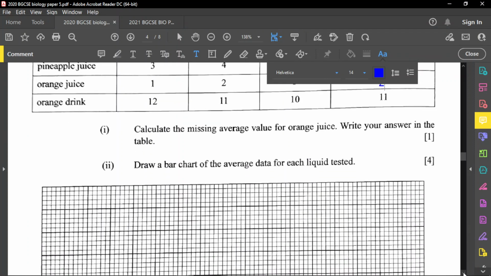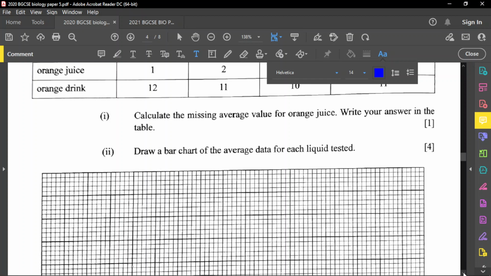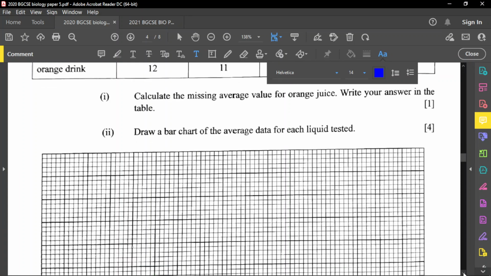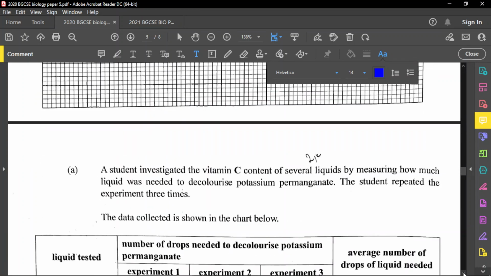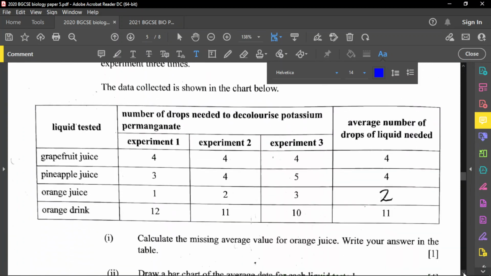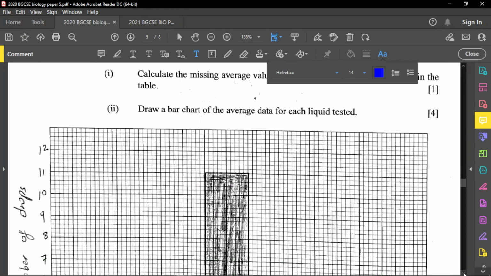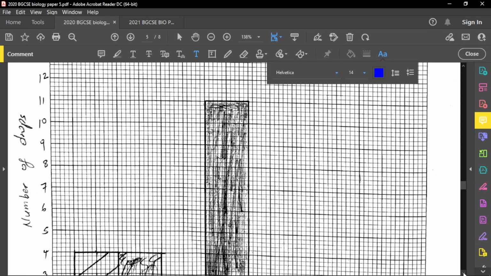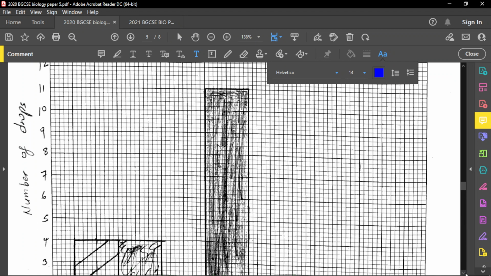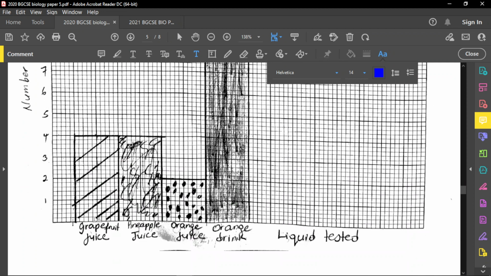Let's go to the graph now. Draw a bar chart of the average data for each liquid tested. I'm going to skip through this and show you what the graph looks like. The graph will be something like this. Scaling is important. As a matter of fact, always label your axis. Please label each axis and also make sure you use appropriate units as well.